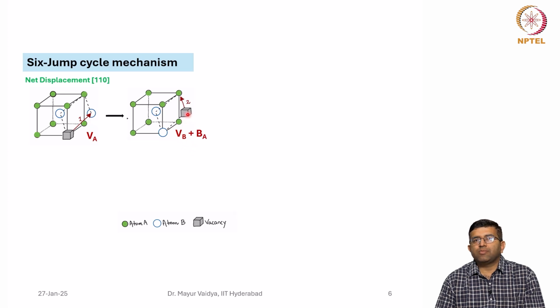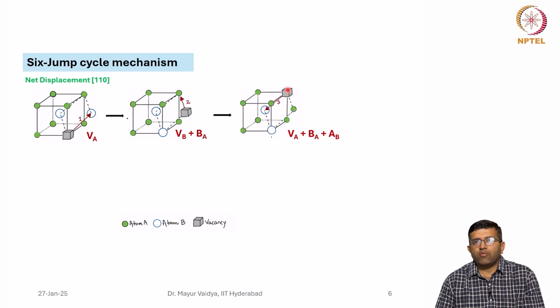Now in the second jump, this vacancy exchanges its position with one of the nearest neighbor atoms of A. After that, the situation looks like this. Now there is a vacancy at the A sublattice. So, this is VA, plus there is the anti-site defect which was there, BA, that means B is occupying the A sublattice. With this exchange, the A is occupying the B sublattice. So, it becomes AB.